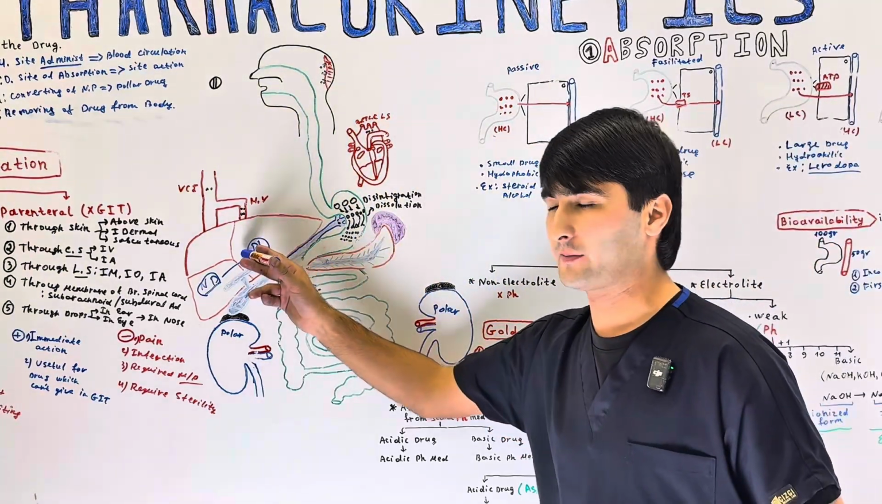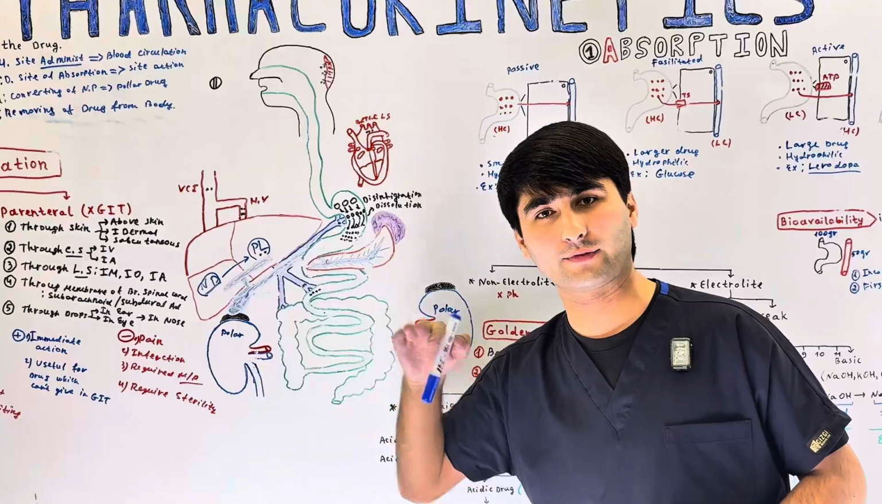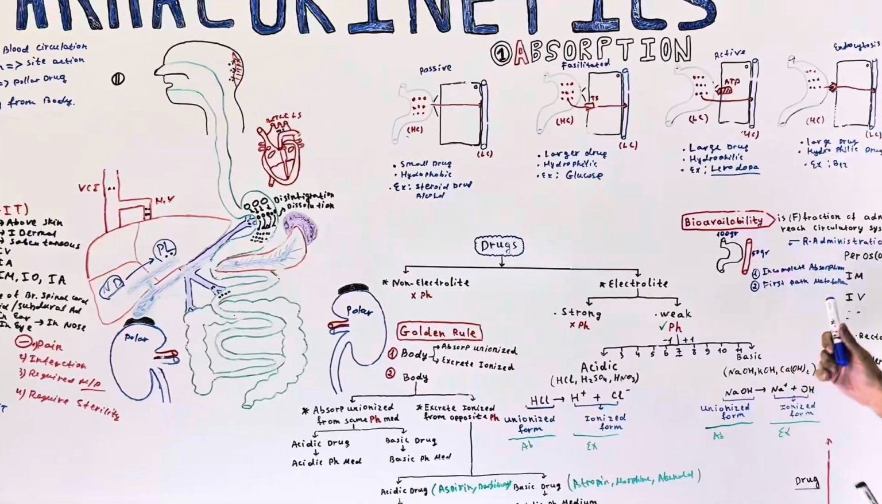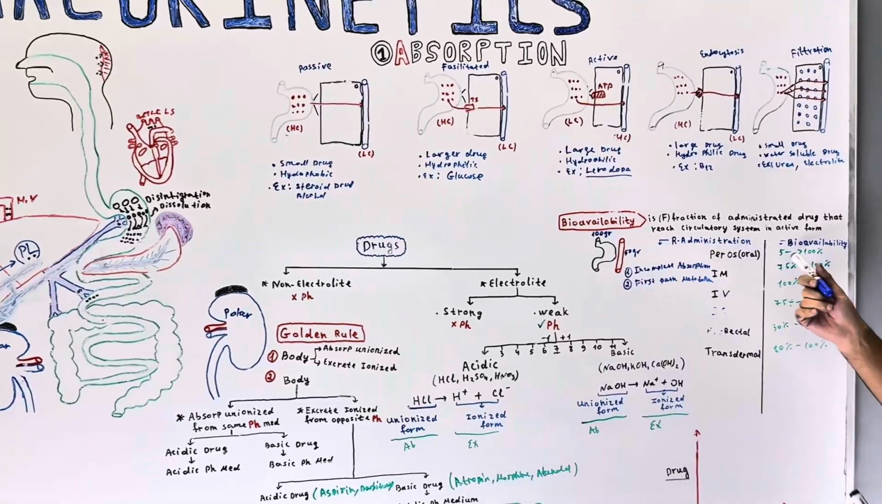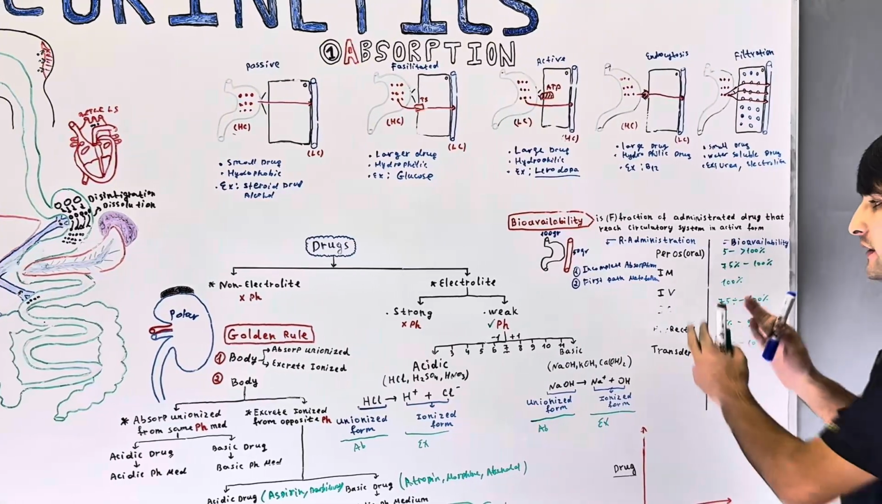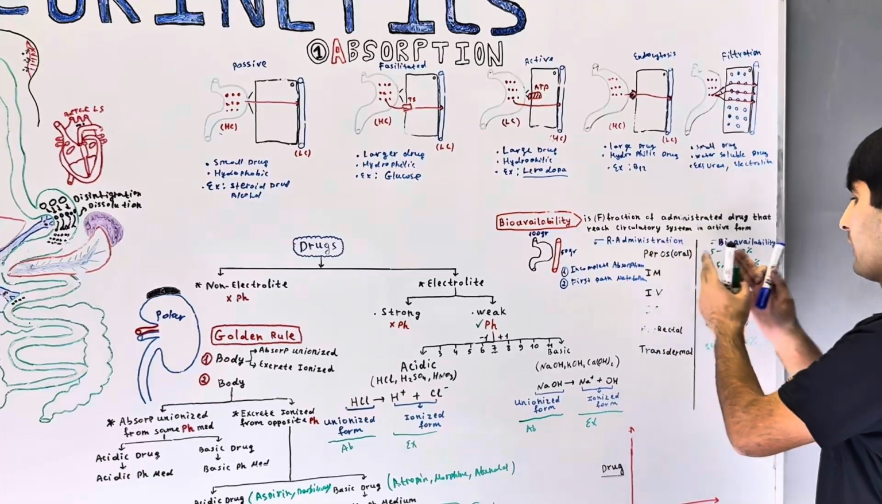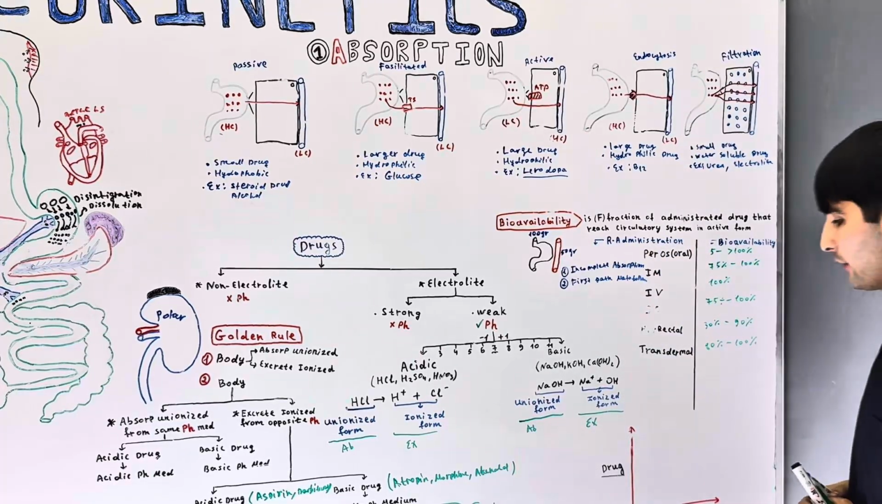Due to this first pass metabolism, the concentration of the drug will be decreased. That's why the bioavailability of the oral types of administration is never 100%. These were the reasons why bioavailability for per os types of administration is less than 100.